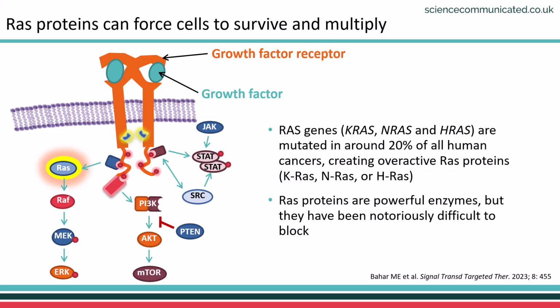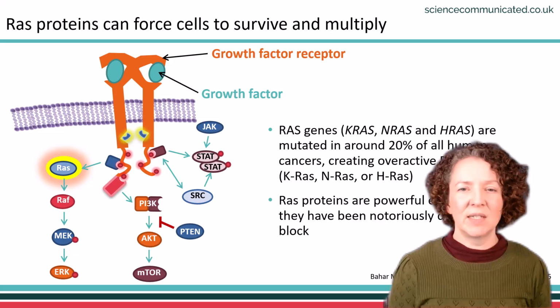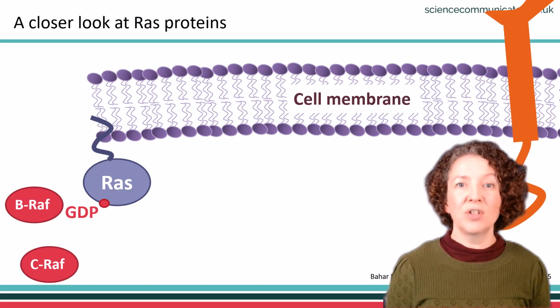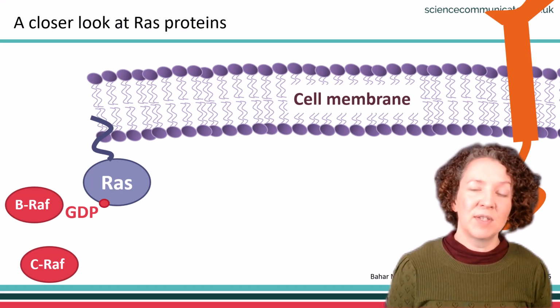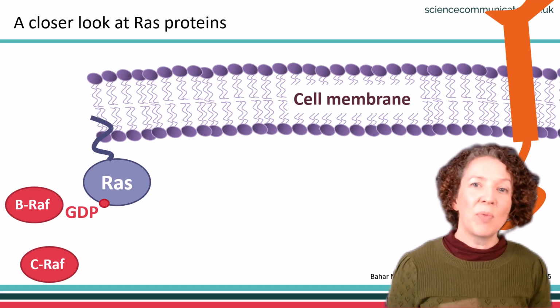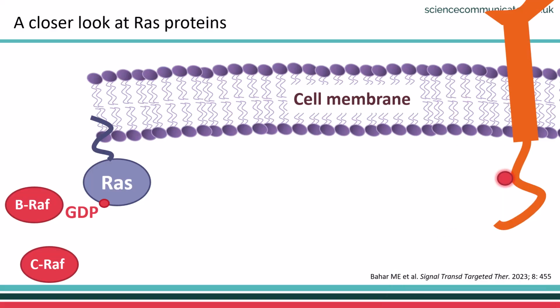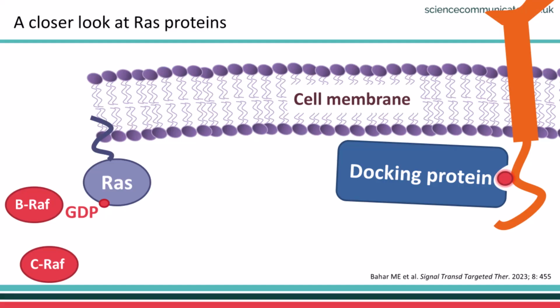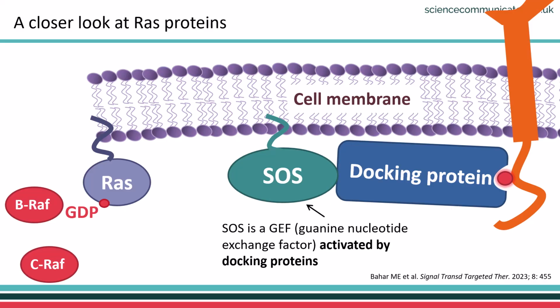I'll say a bit more about why it's so difficult to block RAS proteins now. So RAS proteins are constantly tethered to the internal surface of the cell membrane, and they buzz around on that internal surface. And when receptors have paired up and they phosphorylate each other, docking proteins attach to those phosphates, and that docking protein attaches to a protein called SOS. So SOS is one of a group of proteins that attaches to those docking proteins that attach to the phosphorylated receptors. And SOS is a type of protein known as a guanine nucleotide exchange factor.